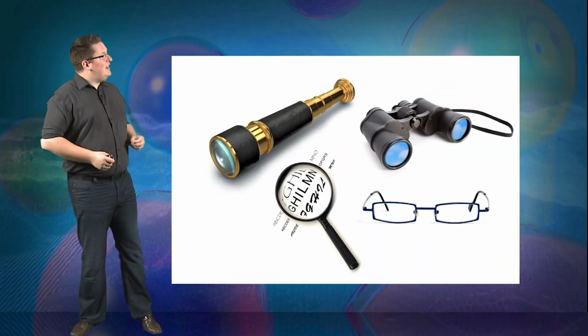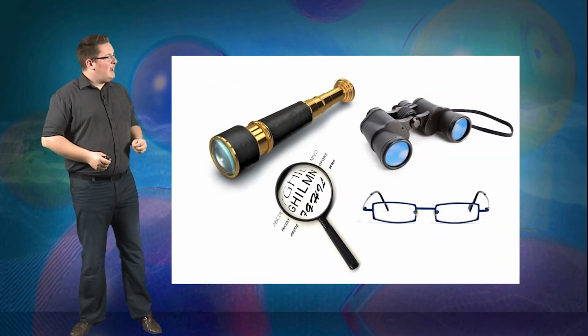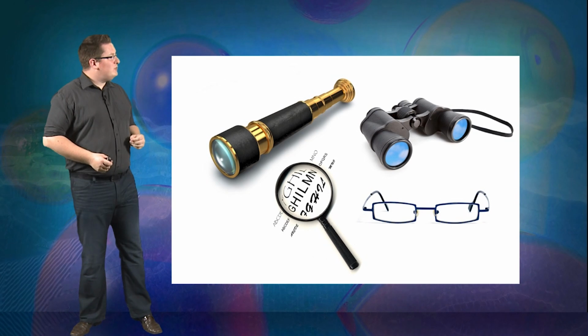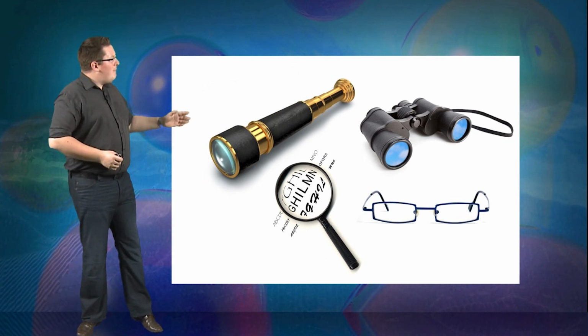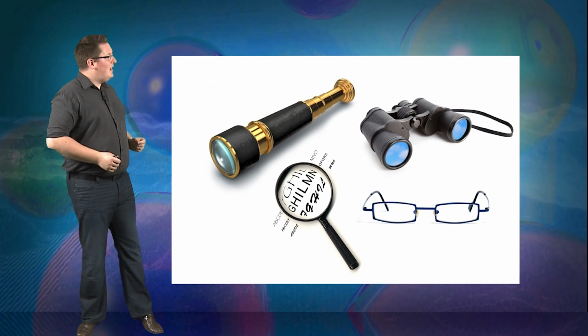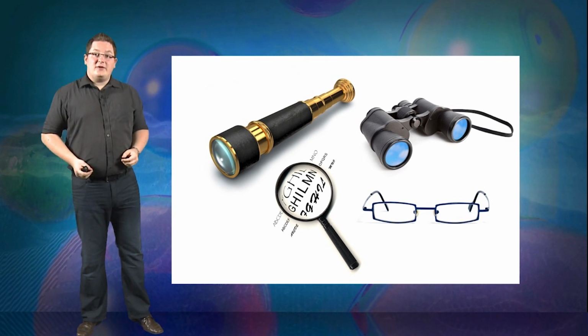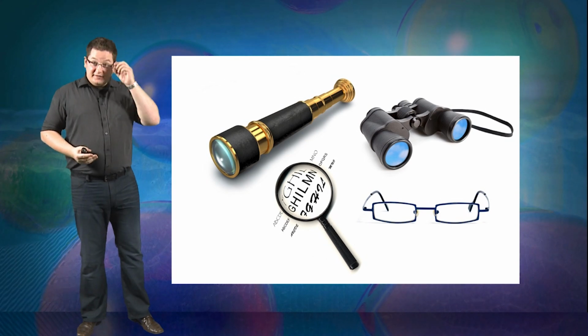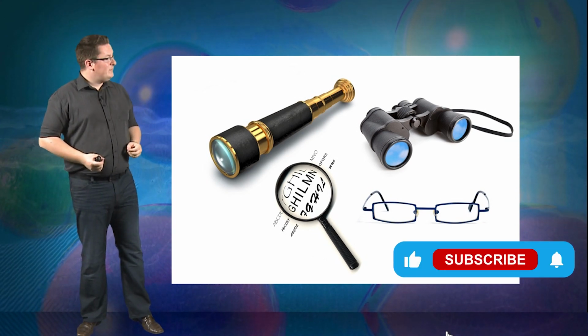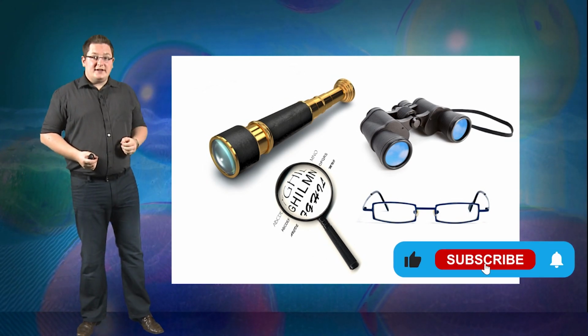A lens is an object that has curved sides and is transparent or translucent, so it allows light to pass through it. Different lenses have different shapes, and this causes the light that passes through them to be refracted in different ways. Many optical devices use lenses, including cameras, magnifying glasses, binoculars, microscopes, and of course, spectacles or glasses. There are also lenses in your eyes.